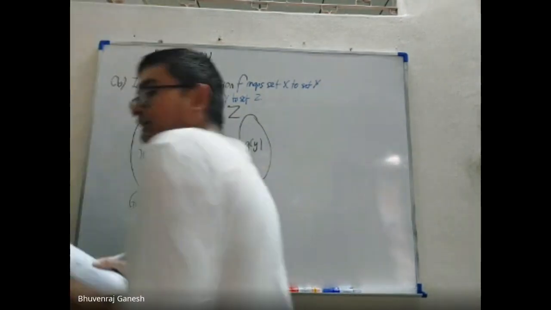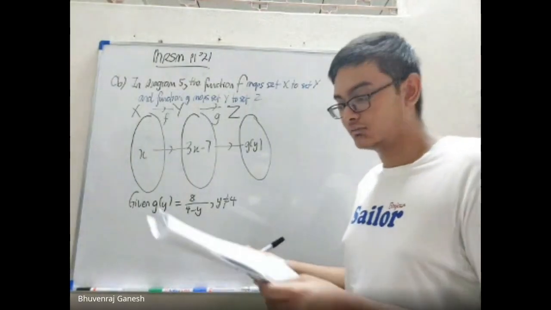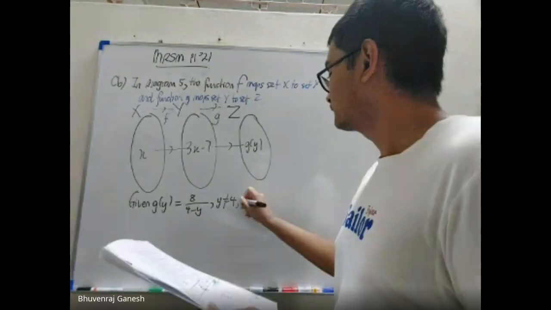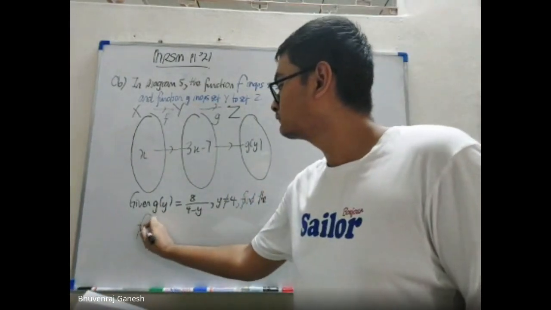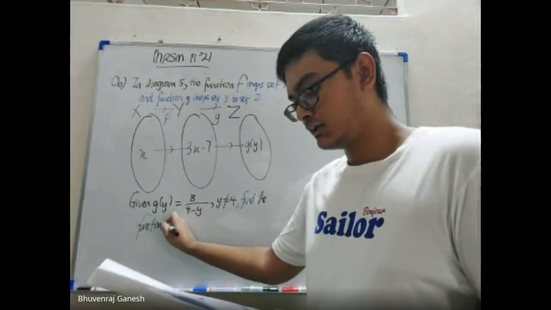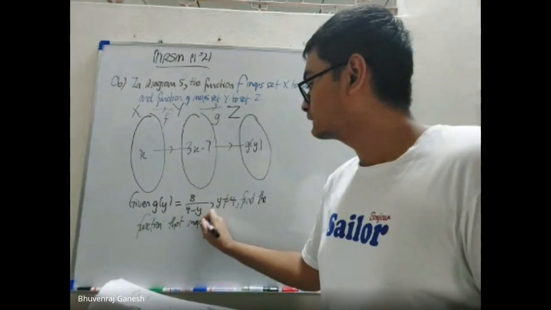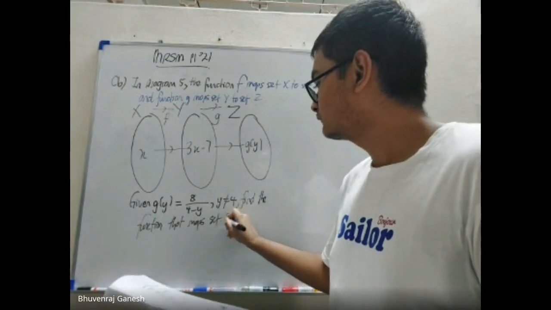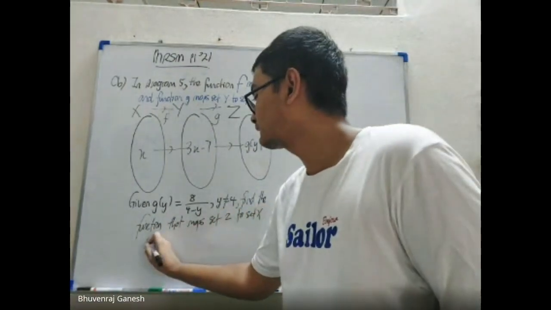they gave the function g(y) to you already. Given g(y) is 8 over 4 minus y, where y cannot be 4. They ask to find the function that maps set z to set x in terms of x.